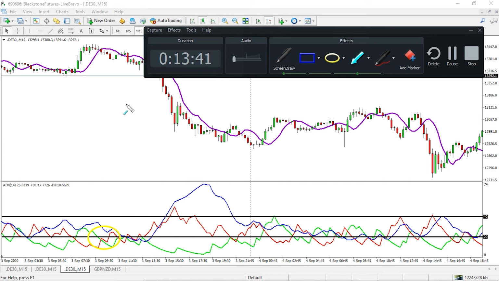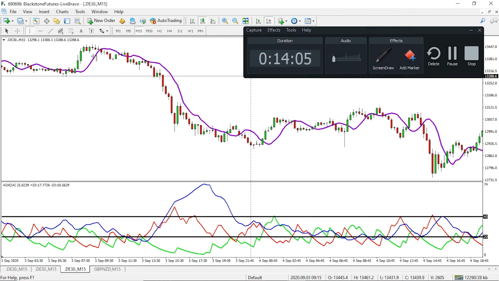Then we want our blue line to be above 20. Okay, so from that perspective, both boxes are ticked, both conditions are met, and that means we can go to the price chart and see if we've had a candle close below the moving average line. Okay, and in this particular time we had it close on this candle.